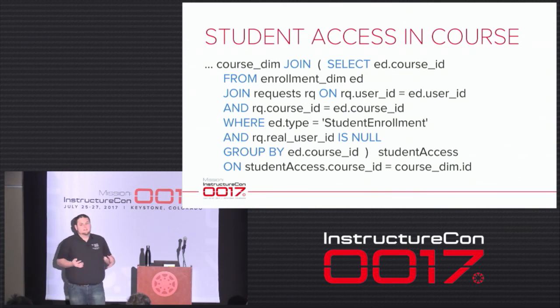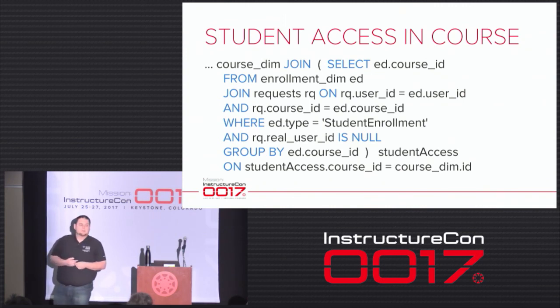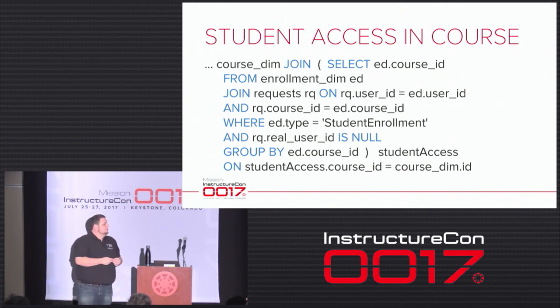The chunk of our query that addresses student activity as one of the criteria for an active course looks like this. We join onto the course table, the course dimension table, a subquery that combines enrollment information from the enrollment dim table and activity information from the requests table. So we're just selecting for this subquery the course ID where we find a record in this join that somebody whose enrollment is of a student type has a request.